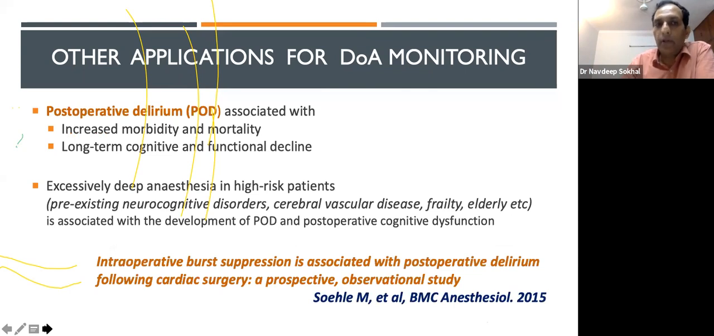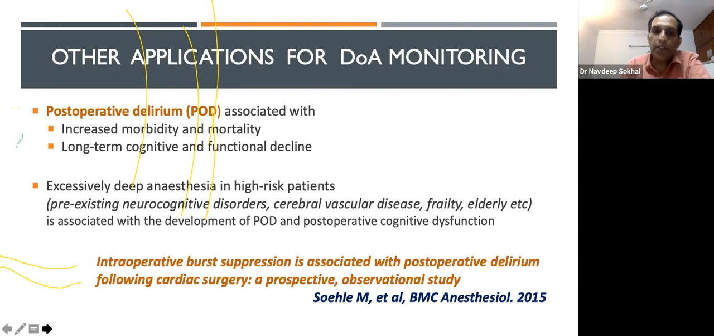Post-operative delirium is associated with increased mortality and morbidity and long-term cognitive and functional decline. So excessive deep anesthesia is a risk factor in high-risk patients, and is associated with development of post-operative delirium and post-operative cognitive dysfunction.